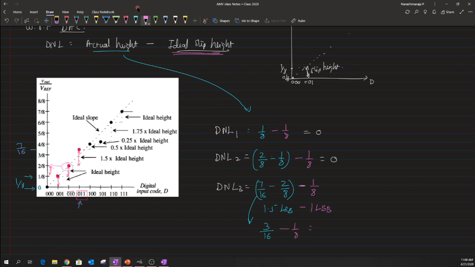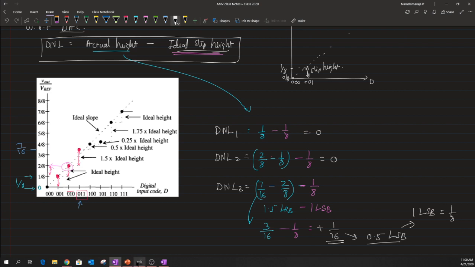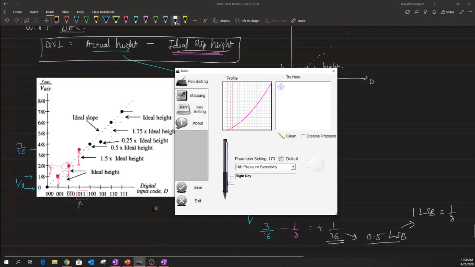So when we do the subtraction, we end up having a result that is equal to plus 1 by 16, and this 1 by 16 can be mapped onto a value which is taken as half LSB, because 1 LSB corresponds to 1 by 8, and due to which I could write in terms of LSB or in terms of value like 1 by 16. Clear? Yeah. So we'll just try to complete this DNL calculation just with the definition of what DNL actually means, or how to read this DNL value out of this particular graph.